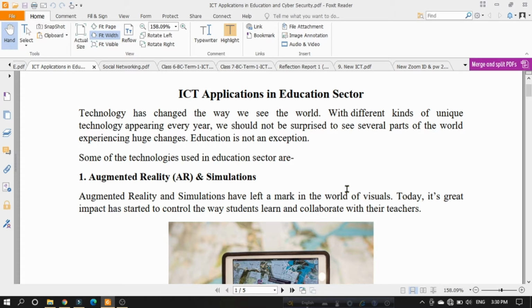Number one, augmented reality, or shortly AR, and simulations. What is AR? Augmented reality, or shortly AR, and simulation have left a mark in the world of visualizations. Today, it has a great impact on education. It has started to control the way students learn and collaborate with their teachers.